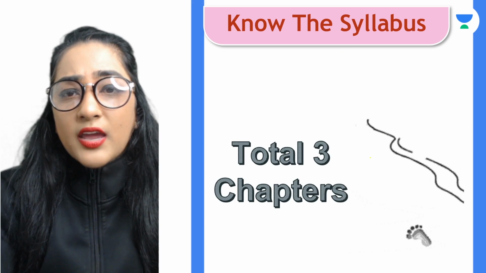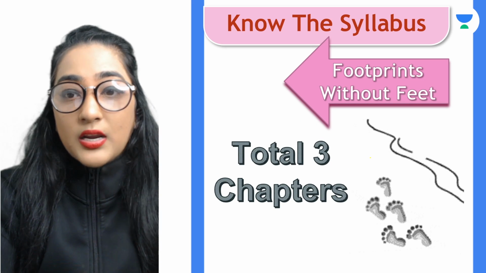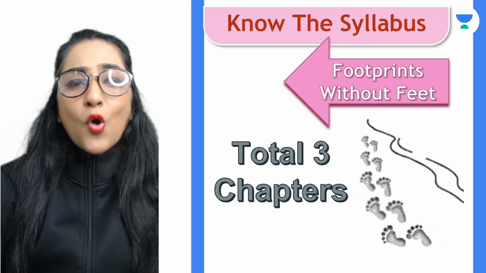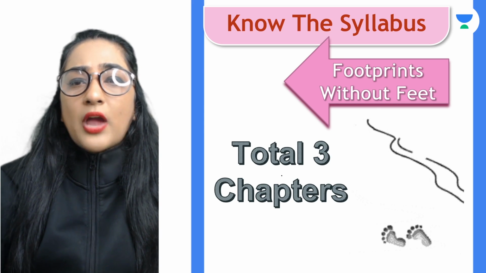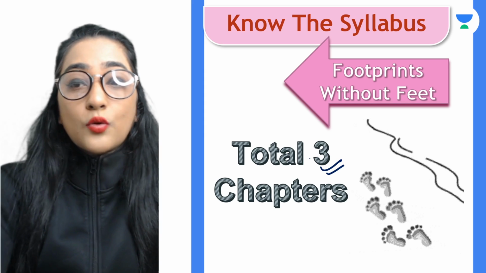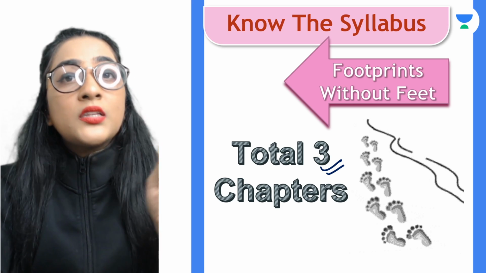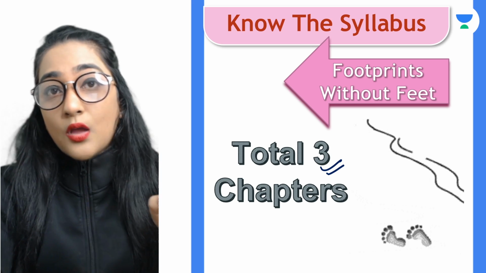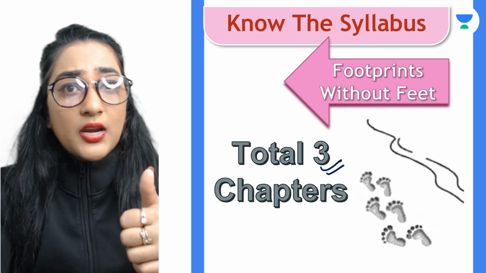So now moving ahead, everybody, now we have got Footprints Without Feet. And this is literally an easy thing this time for everyone, because you have got only and only three chapters. So this is not a confusion at all. What are those three chapters? Everybody make sure that you learn the names of the chapters and the names of the poets or the authors the way they are given in your book. It's important. I've been reiterating this. This is a strategy that I'm going to tell you all.